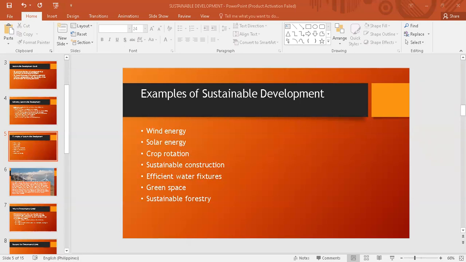Sa sustainable construction, kumbaga, halimbawa, yung nasa Taiwan, yan. Yung nasa Taiwan na parang building doon, meron siyang bilog na malaki sa pinakagitna para pag nag-earthquake, marireduce yung impact kung magkaroon man ng damage sa environment and sa society.